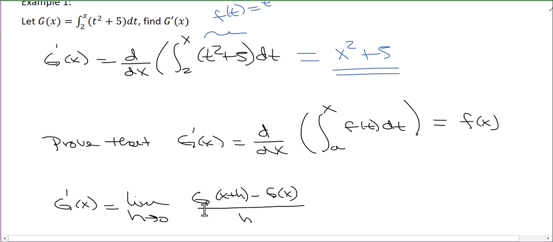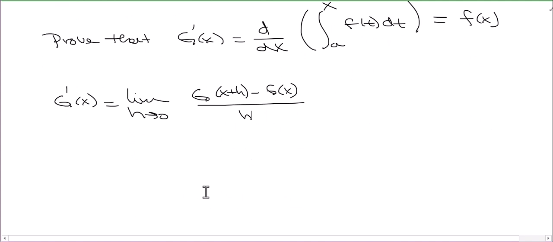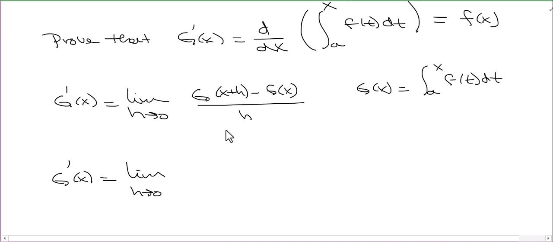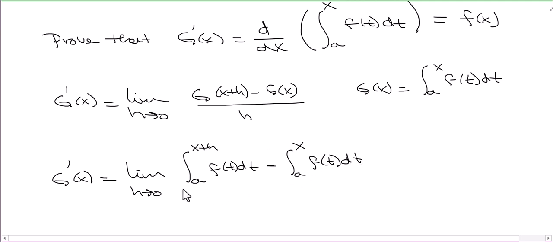So using the definition of the derivative, let's look at what that really means. We know that g of x is the integral from a to x of f of t dt. So when I put this into my definition, the limit as h goes to 0, g of x plus h is the integral from a to x plus h of f of t dt, minus g of x, the integral from a to x of f of t dt, all over h.